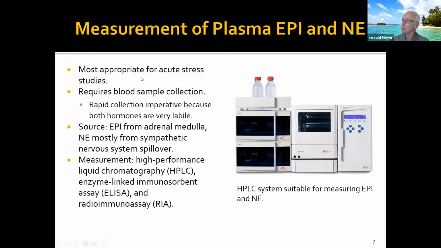Anyway, this is appropriate for acute stress studies, but you need to get your blood right away, so you likely have an indwelling catheter. As I mentioned, the epinephrine that you're measuring in blood is mostly from the adrenal medulla, whereas norepinephrine is mostly from the sympathetic nervous system spillover. So what do we mean by that?